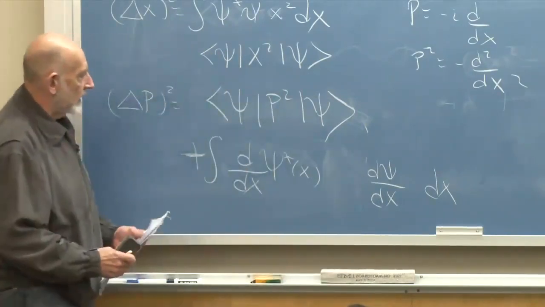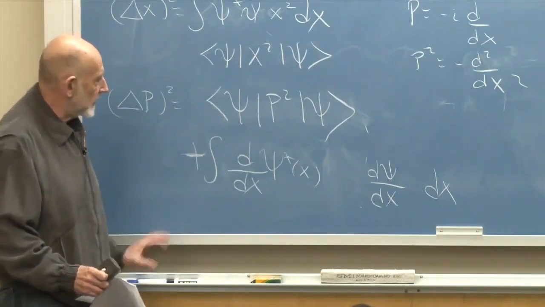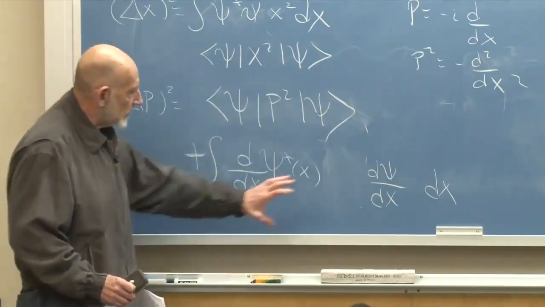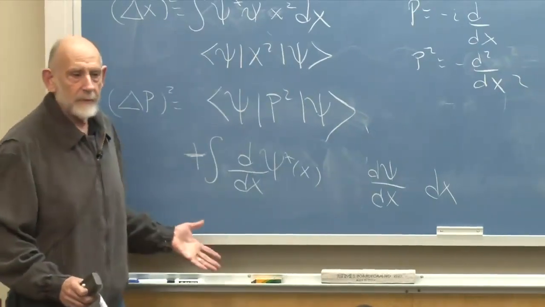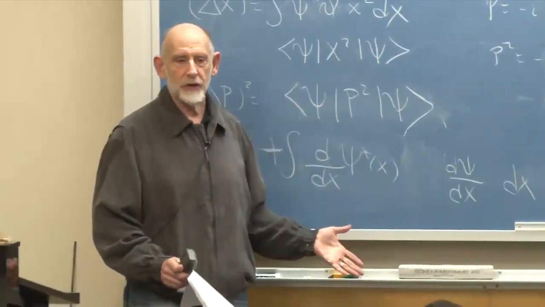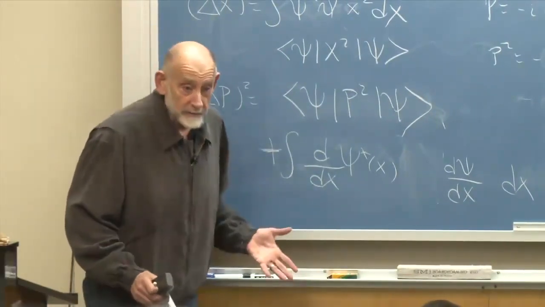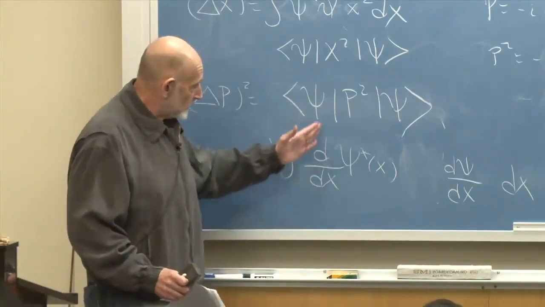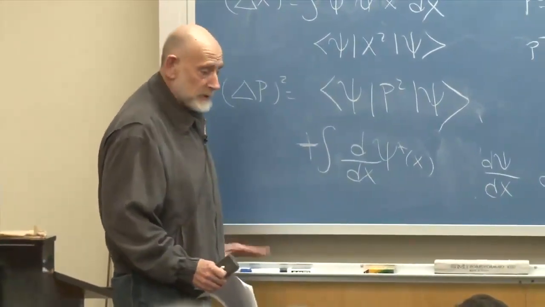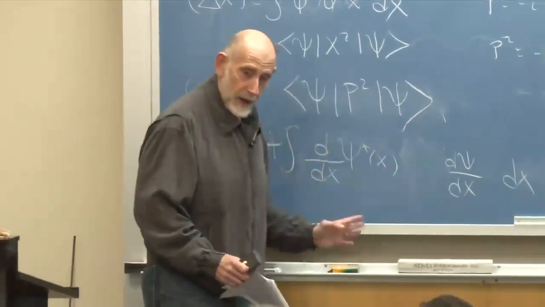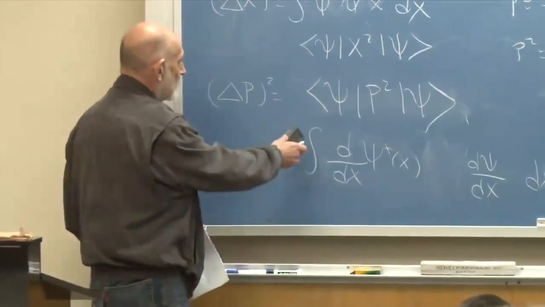Now look what we have here. We have d psi by dx, and we have d psi star by dx. This factor is the complex conjugate of this factor. They're just complex conjugates of each other. And what happens if you multiply a function by its complex conjugate? First of all, it's real, and second of all, it's positive. So the integrand in here is positive. The sign got changed to plus, and this is most definitely a positive integral here. So this is the expectation value of p squared.